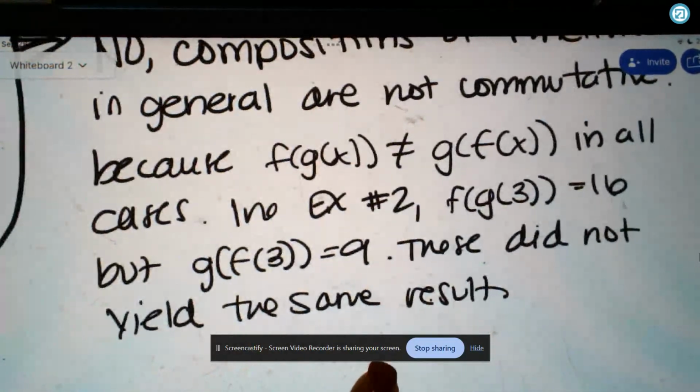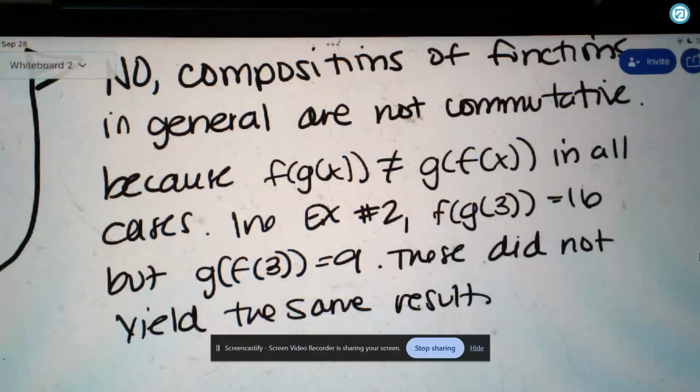Again, there will be occasions where we do f of g of x and it does equal g of f of x, but that doesn't happen in every single case. Therefore, no, compositions in general are not commutative. Make sure everybody's got time to get that written down.